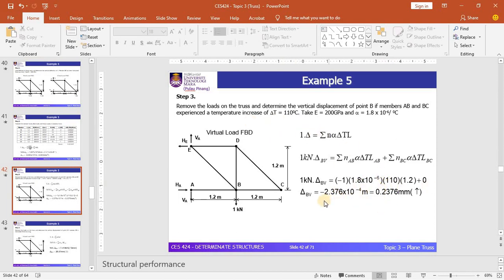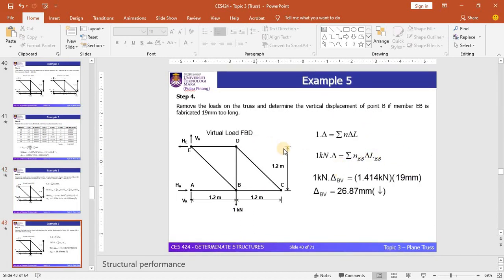Simplifying this, you can see that the displacement at joint B is equal to negative 2.376 times 10 to the power of negative 4, or 0.2376 mm. The displacement is upwards, which is opposite to the direction of the applied unit load. I forgot to explain that you need to apply one unit load at joint B, since our interest is to determine the vertical displacement at joint B.